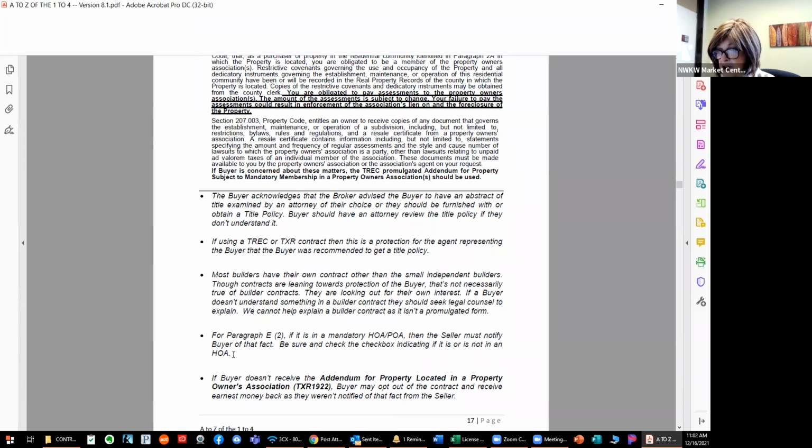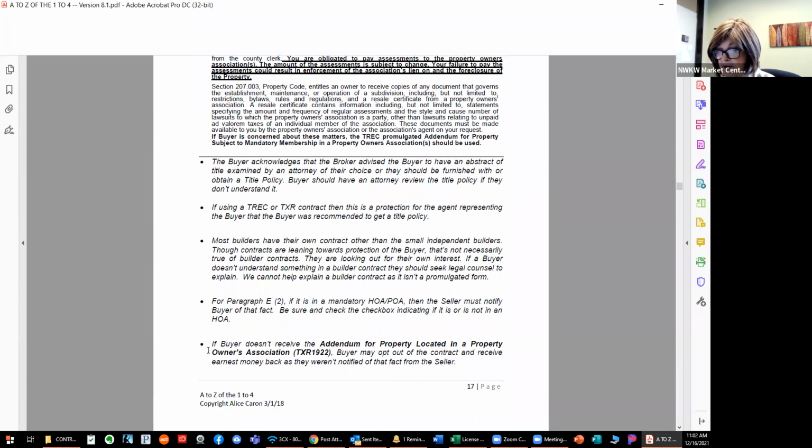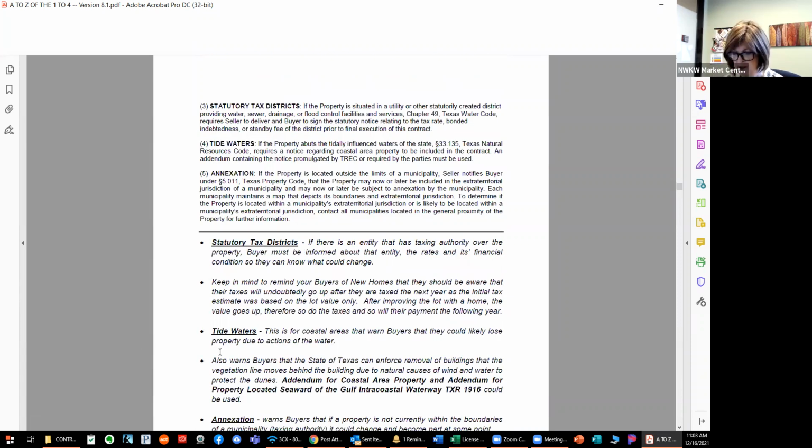And if the buyer doesn't get notified that there is one and they've written a contract, guess what? That's another out for the buyer. They may opt out and receive their earnest money back because they weren't notified of that fact. It's all about protecting the buyer and notifying them what they're buying, or how it's going to affect them.